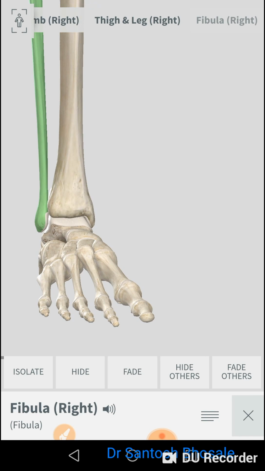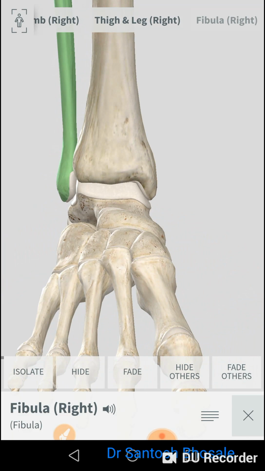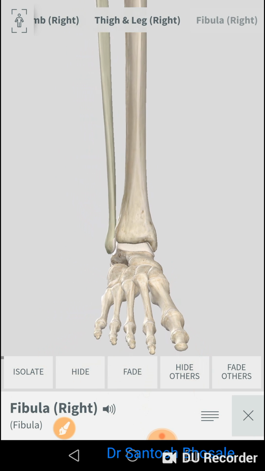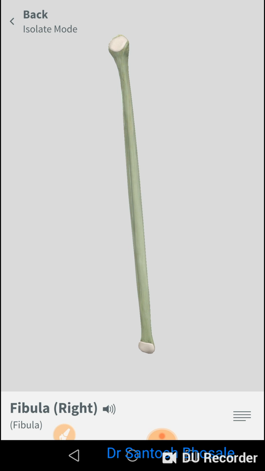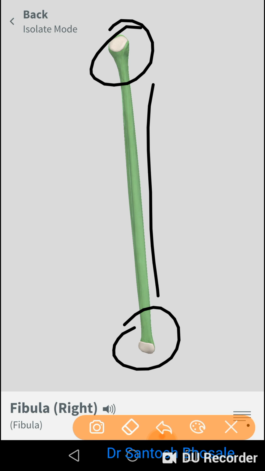Here you can see it is expanded as the lateral malleolus, which lies 1 centimeter below the medial malleolus. And if you isolate the fibula, it's a long bone. Like any other long bone, it has an upper end, a lower end and an intervening shaft.